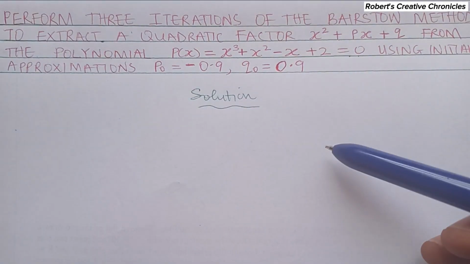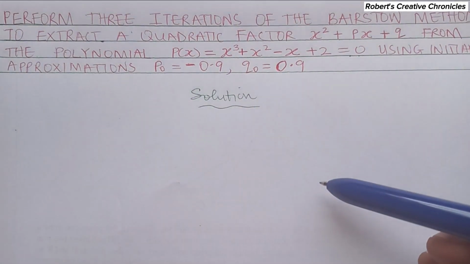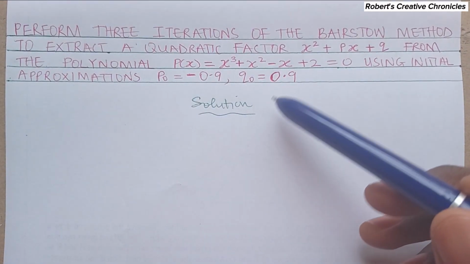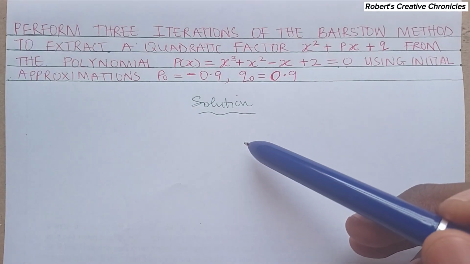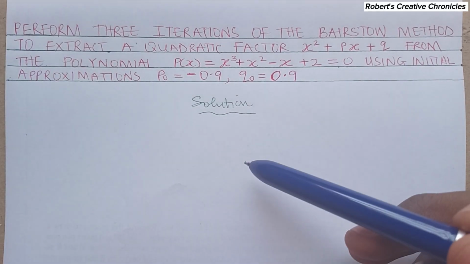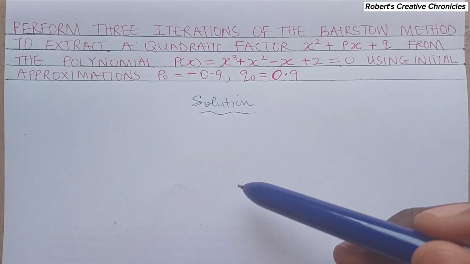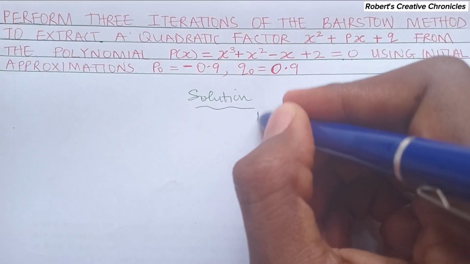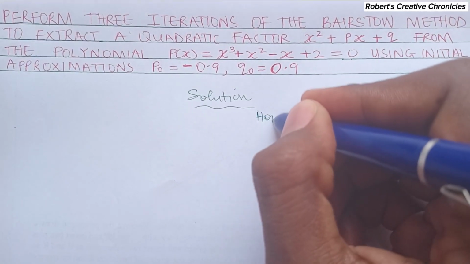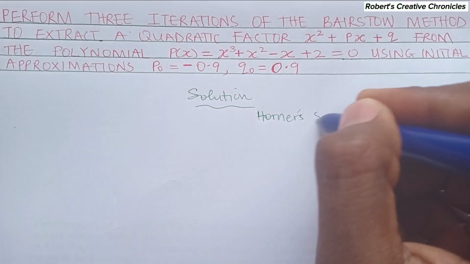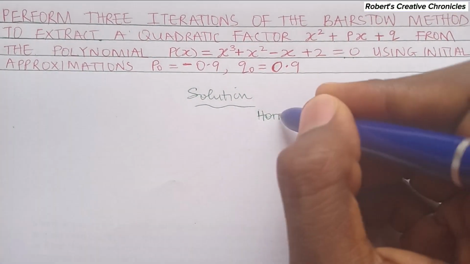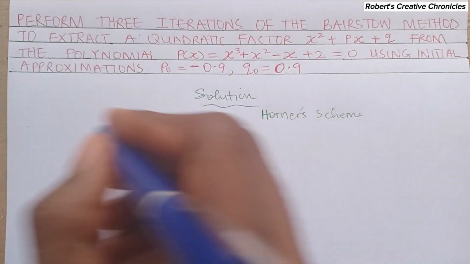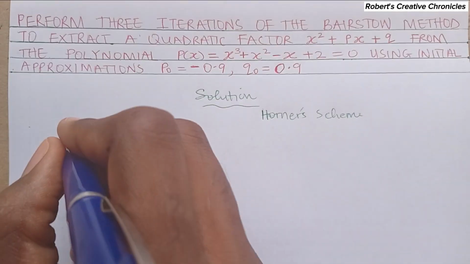Bairstow's method uses synthetic division, but the division algorithm in this method is double-rolled. It uses Horner's scheme. That double-rolled division algorithm is known as Horner's scheme. So the general formula for Bairstow's method, there are 2.